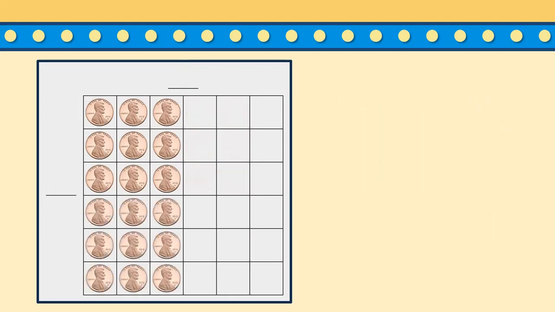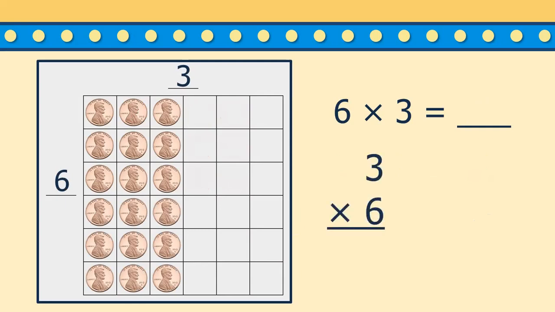Next, we have more pennies. We have 6 pennies going up and down, and we have 3 pennies across the top. We have this multiplication problem written out as 6 times 3. And you can see that is the same as 3 times 6. And our product is 18. So whether using your commutative property, you're still going to have 18 pennies no matter how you arrange them, whether you arrange them in rows of 6 or rows of 3.